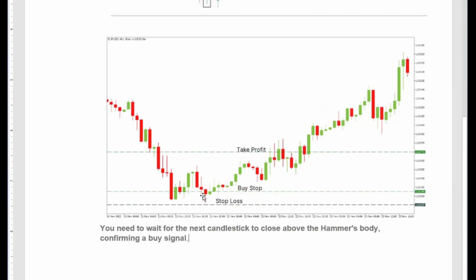And if the condition is met, closing above the hammer's body, the closing price of that candle will be our buy signal, our entry zone for the buy signal. Okay, and the stop loss level will be set below the lower wick of the hammer. Okay, with a bit of a gap to avoid the stop loss sweep. All right, and the take profit will be set at the previous swing high.